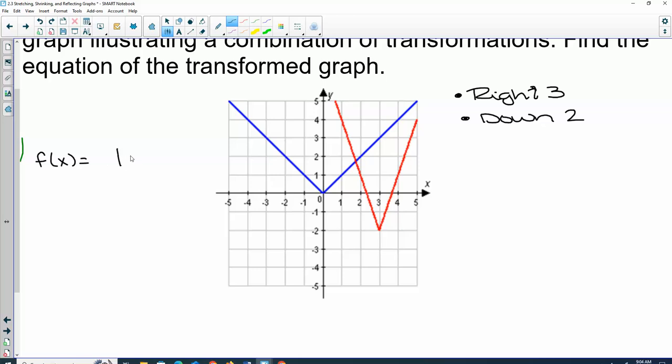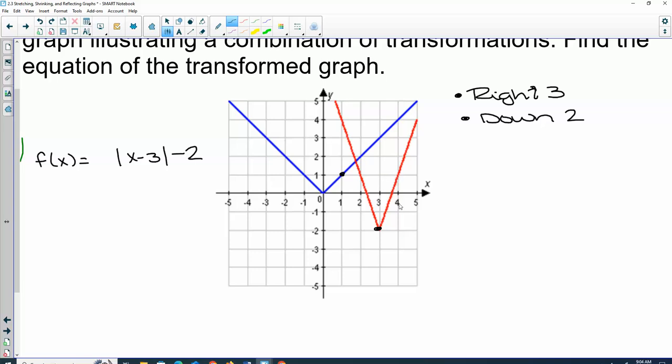So to move right 3, then we would have to have an x minus 3 in our absolute value. Down 2, we'll put a minus 2 on the end. Okay? So let's look at that. If I took this blue one and moved it right 3, down 2.